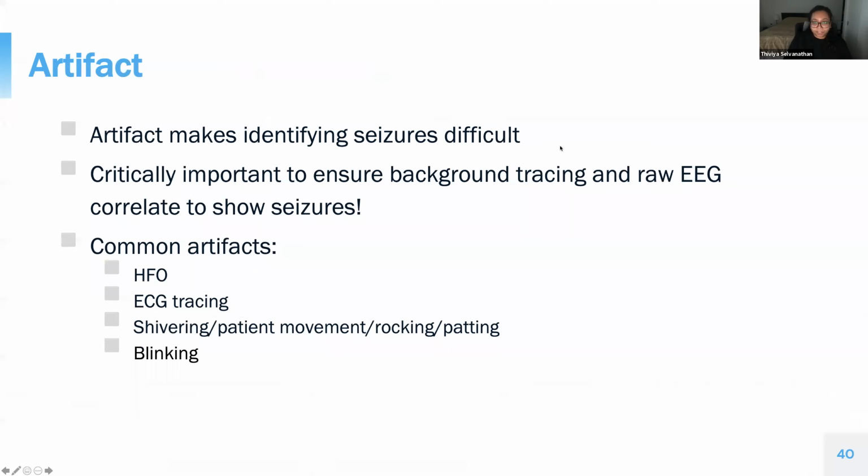We're now going to move on to look at some common artifacts that we see in the ICU. Artifact makes identifying seizures difficult, and this is why it's so important for us to confirm that the elevation in the background tracing on the amplitude integrated EEG really is a seizure by looking at the raw EEG correlate. Common artifacts that we see in the ICU are HFO, ECG artifacts, shivering, rocking, padding, as well as blinking artifacts.